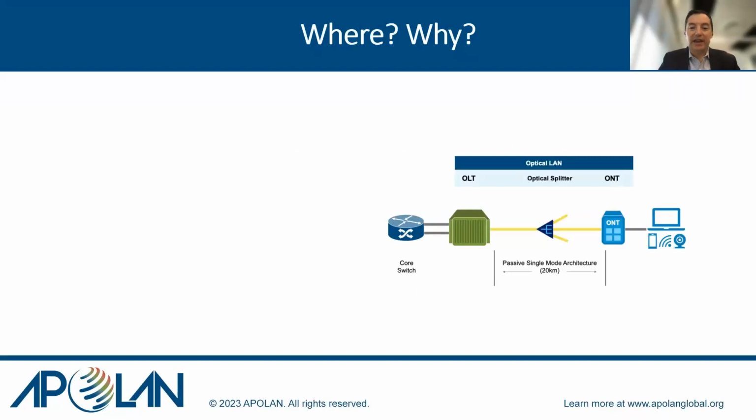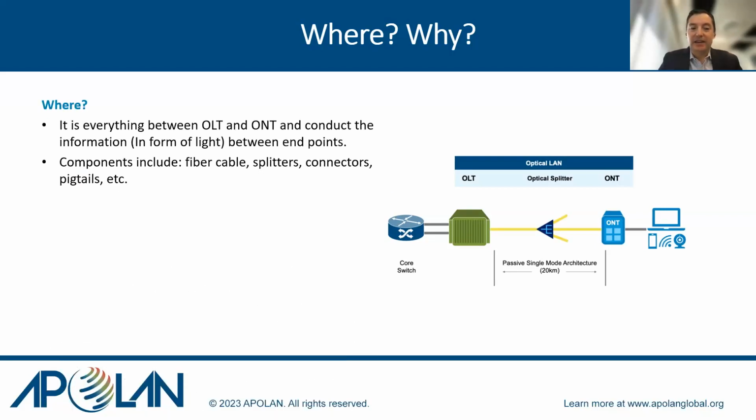So here we have the topology of an optical LAN, and the physical infrastructure is everything between the OLT and the ONT on the optical LANs. Components include fiber cable, splitters, connectors, pigtails, and others. All of them are passive, but the importance is next, please.